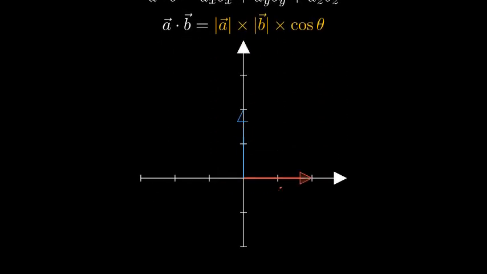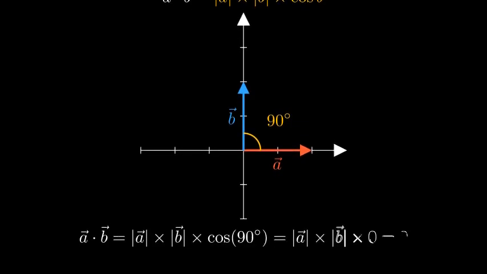When two vectors are perpendicular to each other, the angle between them is 90 degrees. The cosine of 90 degrees is 0, so the dot product of perpendicular vectors is always 0.